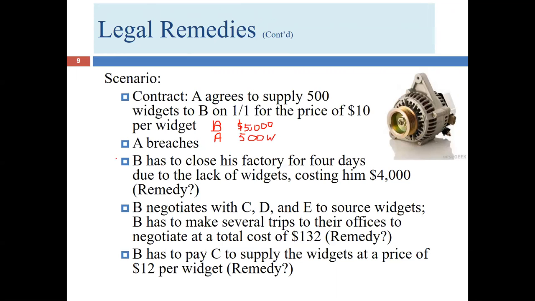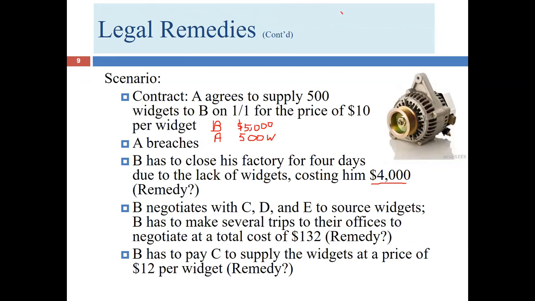In this scenario, A breaches, so he does not provide 500 widgets to B on January 1st. Well, what happens as a result of A breaching? Well, B has to close his factory for 4 days due to the lack of widgets, and that costs him $4,000. So now we're trying to decide which category we have that these go into.